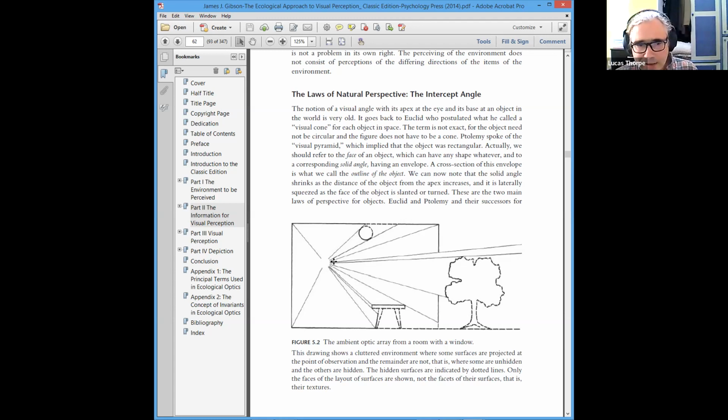Can you see the picture? Can you see my cursor? So here's a potential point of observation. And from this point of observation, we can think of this point as the apex of nested pyramids. This is a two-dimensional cross-section through a three-dimensional space.